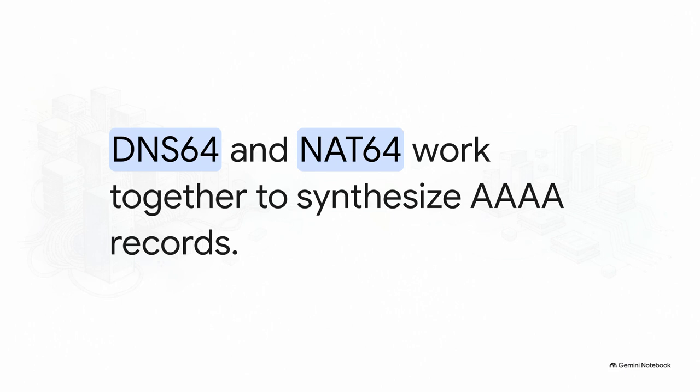When a client queries for an IPv6 AAAA record and none exists, the DNS64 resolver intercepts that failure. It essentially synthesizes a fake IPv6 address by embedding the real IPv4 address inside a specific NAT64 prefix. Once the client tries to route to that synthesized address, the NAT64 gateway steps in and handles the actual translation on the wire. They're a pair. Neither works without the other.